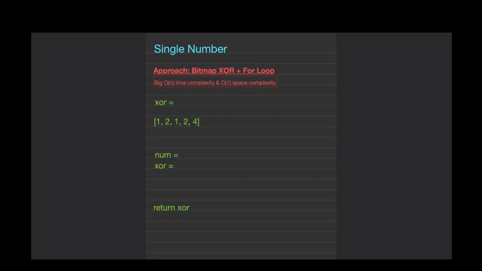To solve the single number challenge in linear time complexity and constant space, we're going to utilize the bitwise XOR operator and a single for loop. I'm going to read how the bitwise XOR operator works from the Mozilla web docs for those who are unfamiliar with it. The bitwise XOR operator returns a 1 in each bit position for which the corresponding bits of either, but not both, operands are 1s.